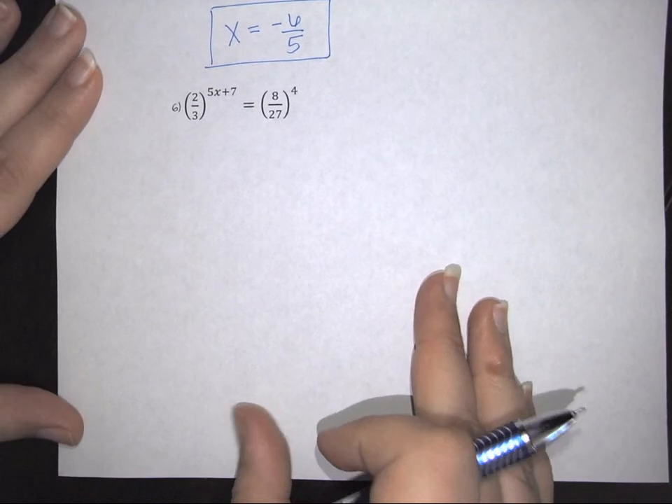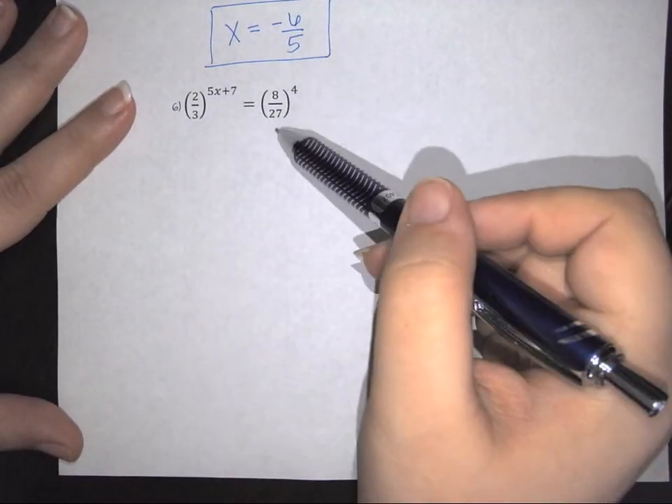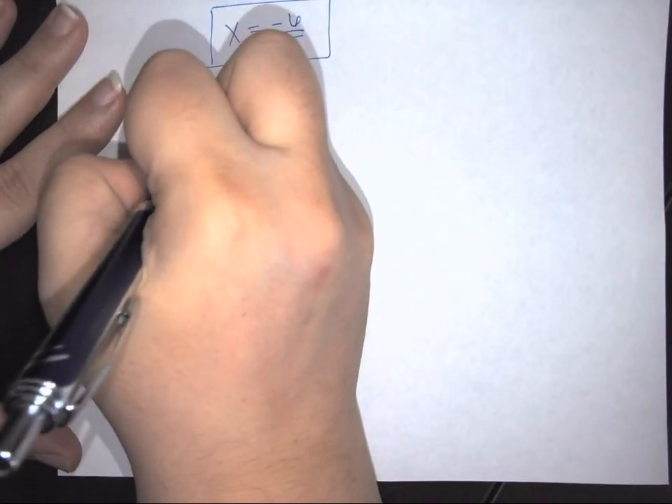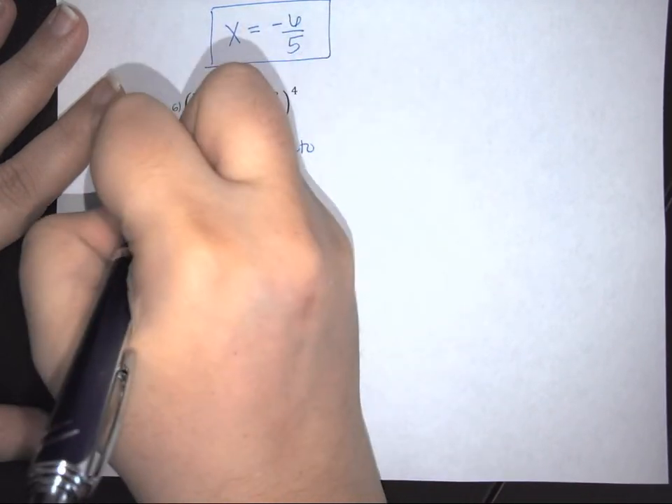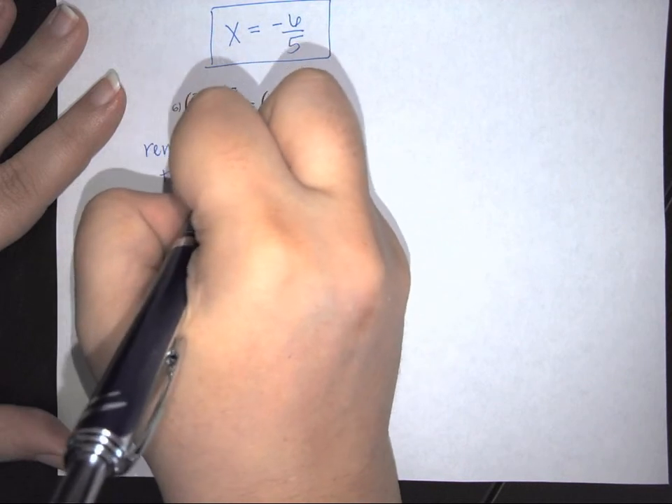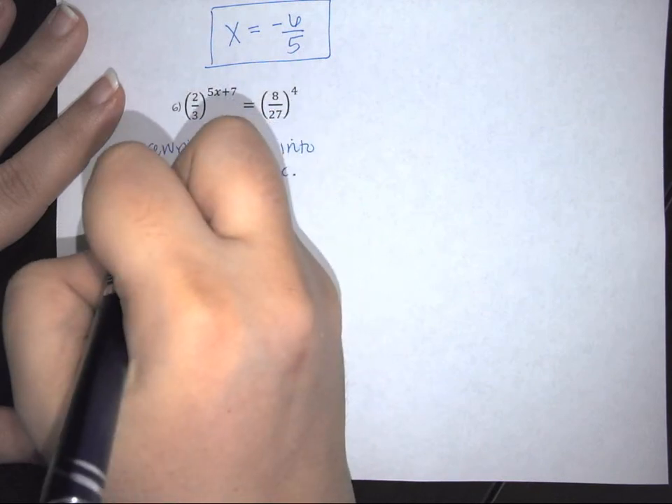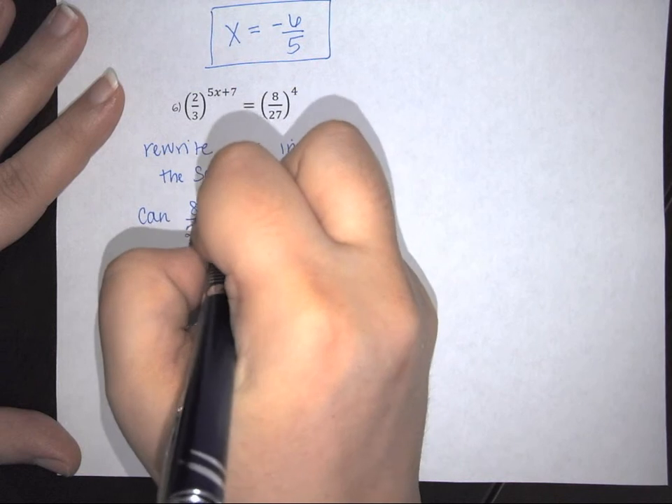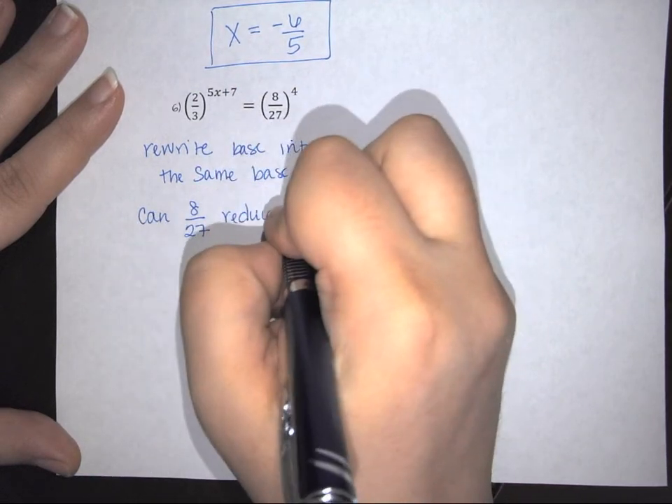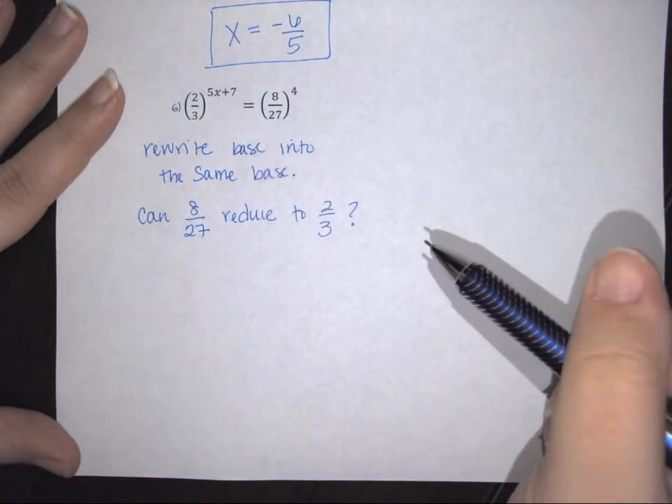Last but not least, what happens if my bases are fractions? Well, if they're fractions, again, you're going to do the same thing. We want to rewrite your base into the same base. So in other words, you need to ask, can 8 over 27 reduce to 2 over 3? Yes or no? Well, in this case, it can.